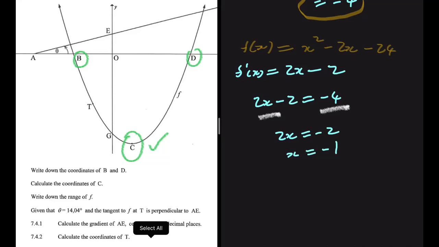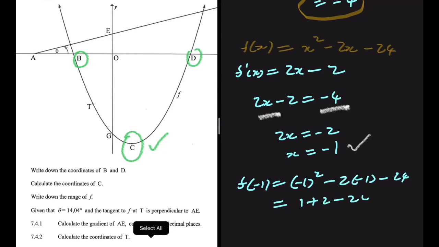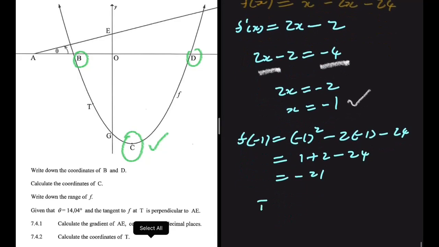Now we can substitute this value into f of x. So f of minus 1 will be equal to minus 1 squared minus 2 multiplied by minus 1 minus 24. This will be 1 plus 2 minus 24. So we have minus 21. The coordinates of T: the x value is minus 1 and the y value is minus 21.